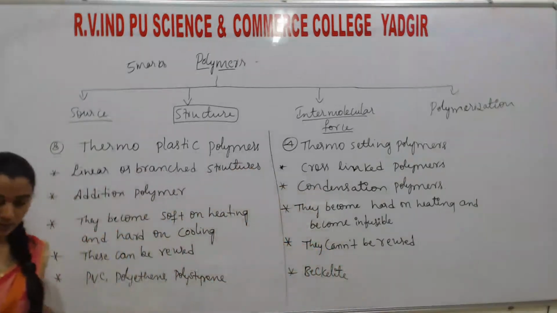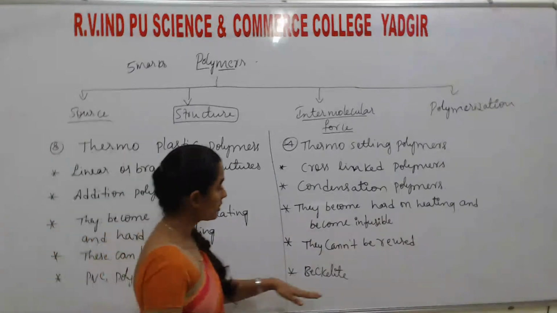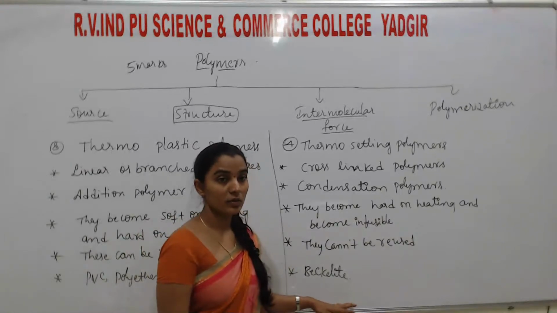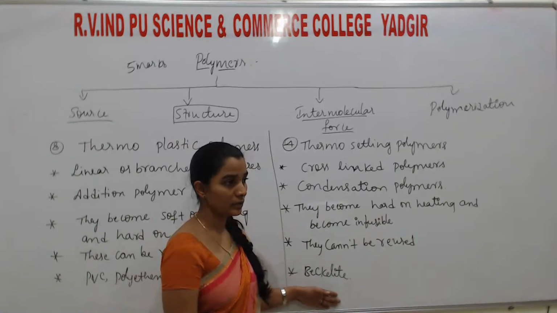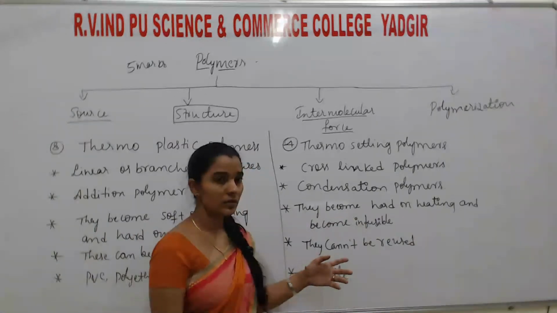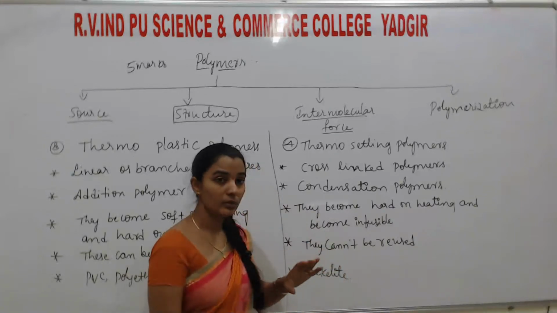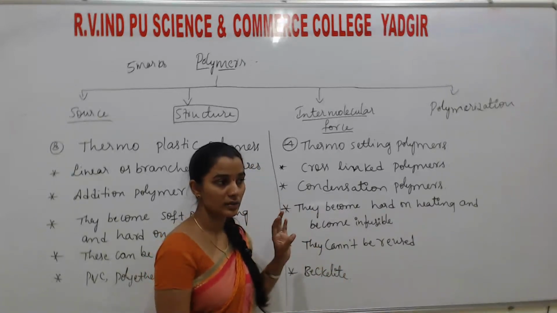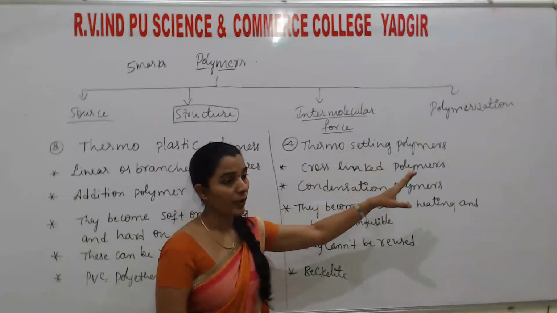Understand? So the example for this, students, is bakelite. This bakelite is used in switches, wires, and electrical appliances. Once bakelite in an electrical appliance burns, we cannot reuse it. It is waste. That is bakelite. This is a thermosetting polymer.